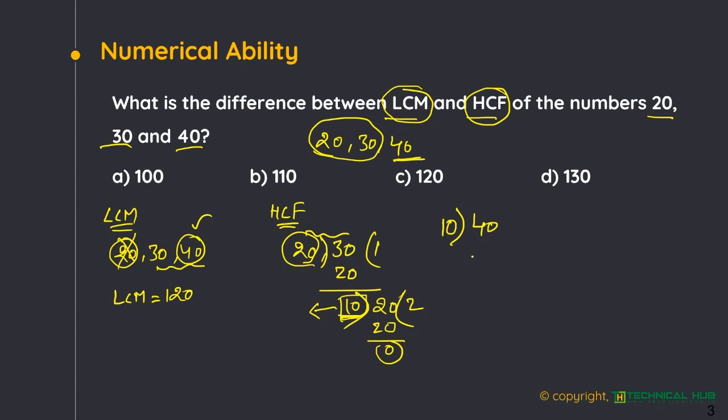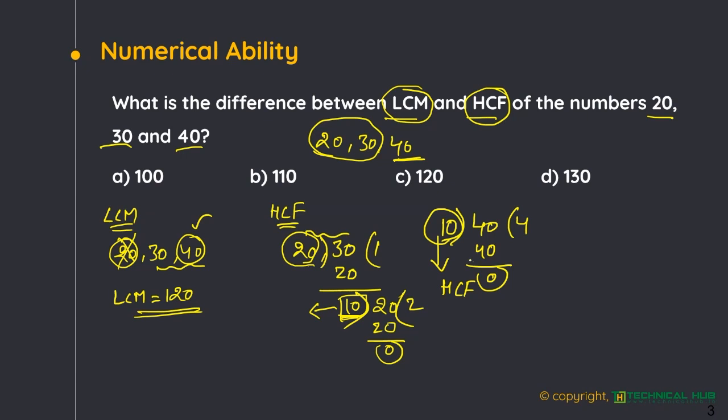Here it is 4 times 10 is 40. 0 is the remainder, right? 10 is the HCF of all the numbers 20, 30 and 40, and LCM is 120. LCM is 120 and HCF is 10.